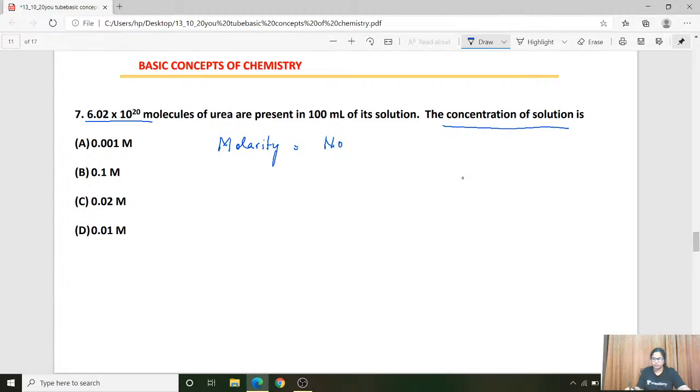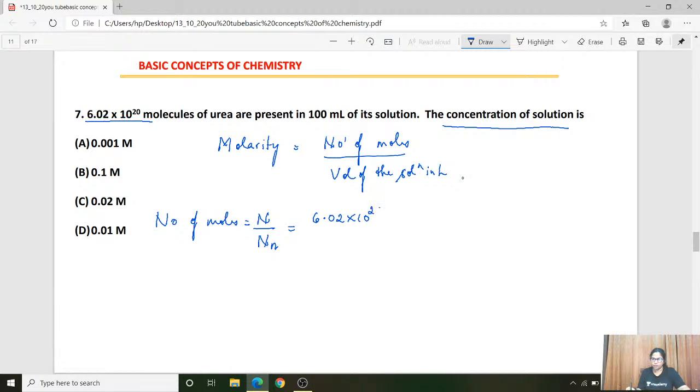Molarity is equal to number of moles divided by volume of the solution in liter. Now when I say number of moles, I need to find out, isn't it? How do I find out number of moles? We have a formula, number of moles is equal to N by Ne. What is N now? Number of molecules. How much is it? 6.02 into 10 to the power of 20. And what is the Avogadro number? 6.022 into 10 to the power of 23. That means you will get the number of moles as 10 to the power of minus 3 mole.